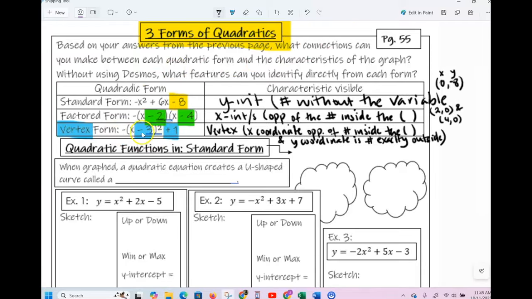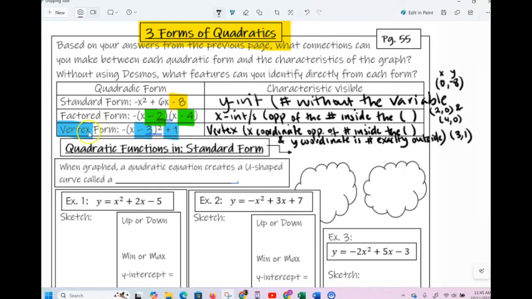All right, what that means is exactly what you see. So let's go ahead and write down the vertex. Anytime you're inside, it's going to be x and opposite. So that's going to be +3. So this vertex x is +3. And then the number outside is exactly what you see, which is the y, which is +1. So our vertex in this case is 3, 1. All right, so that's what you get from the different forms.